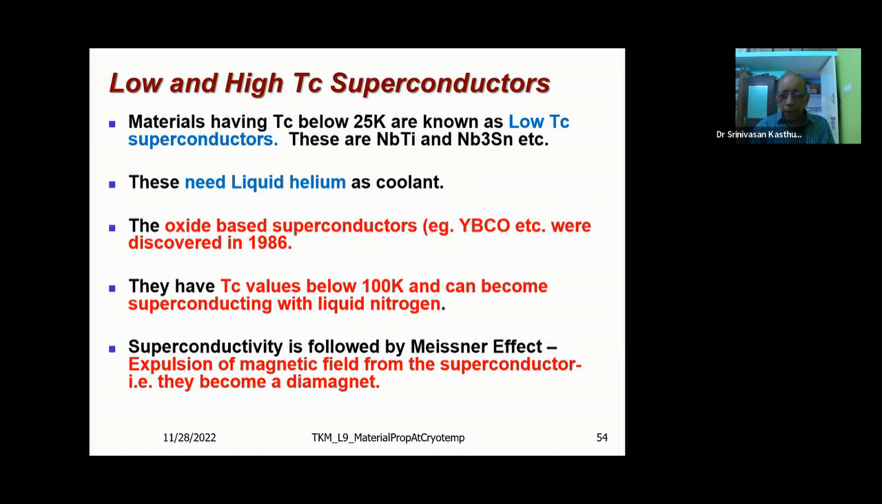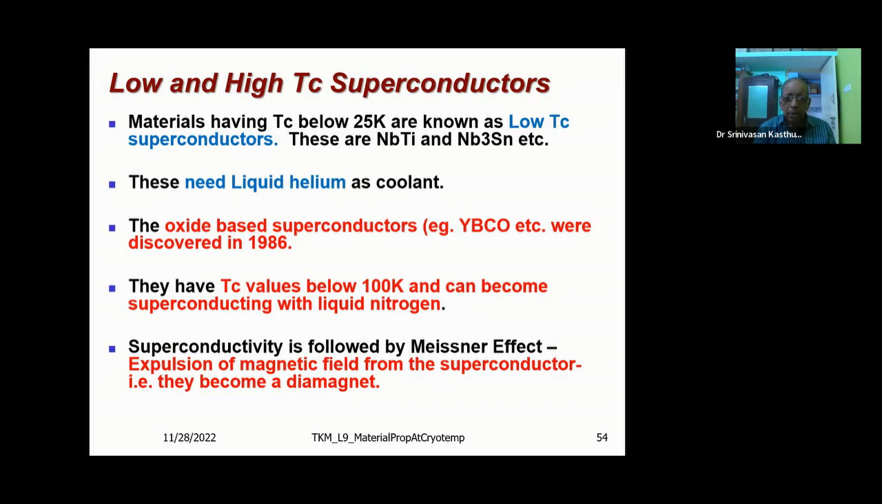Now there are two types of superconductors. There is a low TC superconductor, there is a high TC superconductor. The materials having the critical temperature below 25 K are known as low TC superconductors. The materials whose critical temperatures are above this 25 K and close to liquid nitrogen temperature are known as high TC superconductors. For the low TC superconductors, examples are niobium titanium, niobium tin, etc. The maximum value is somewhere around 23 Kelvin. They require liquid helium as the coolant.